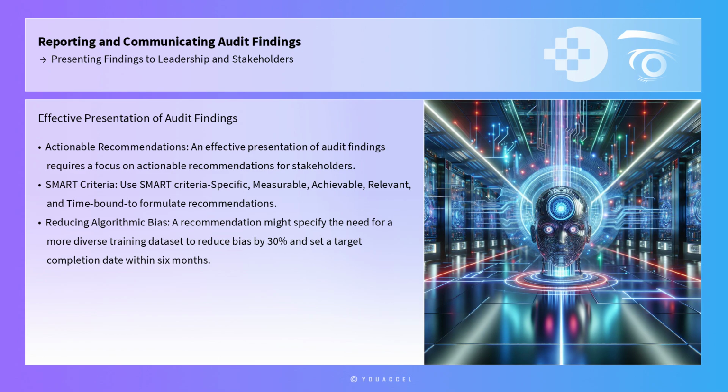An effective presentation of audit findings also requires a focus on actionable recommendations. Stakeholders need clear, practical steps they can take to address identified issues. One approach is to use the SMART criteria: specific, measurable, achievable, relevant, and time-bound to formulate recommendations. By ensuring that each recommendation meets these criteria, auditors can provide stakeholders with a clear roadmap for implementation.